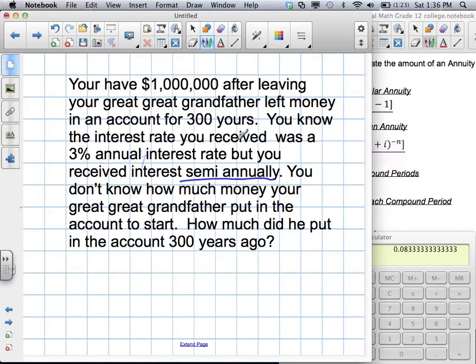Okay. Now that's not very common with simple interest, but it's going to expose us to something for compound interest, so we might as well get used to it. You don't know how much money your grandfather put into the account. To start, how much did he put in the account 300 years ago? So it's asking you to solve it.